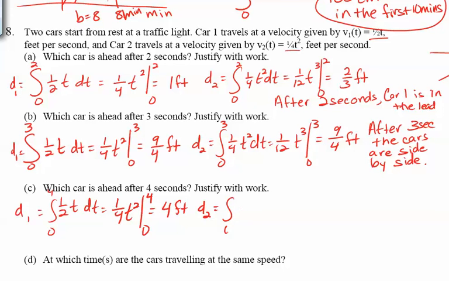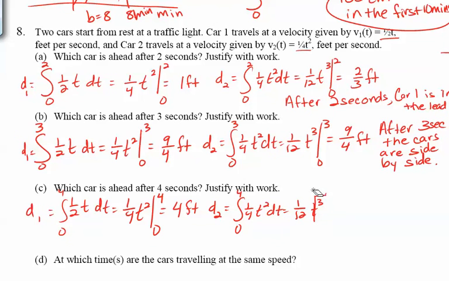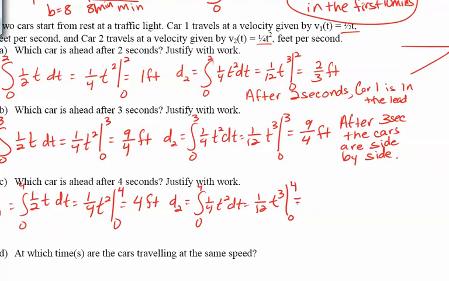And car 2, after 4 seconds, 1/12 of t cubed evaluated from 0 to 4. Let's try that again. 4 to the third, not 3 to the fourth. 4 to the third would be 64 over 12. So we can reduce by 4 and get 16/3 feet. So now this is 4 1/3.